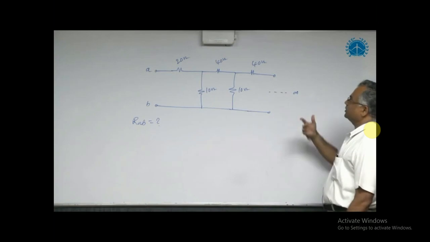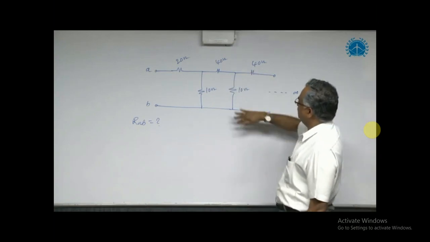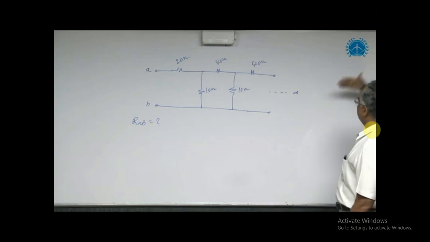Sometimes we can also convert: these three will form a star, convert into delta, then again the next star into delta, star into delta.